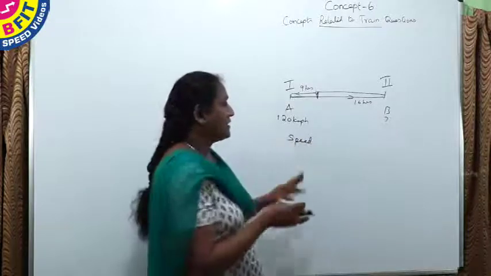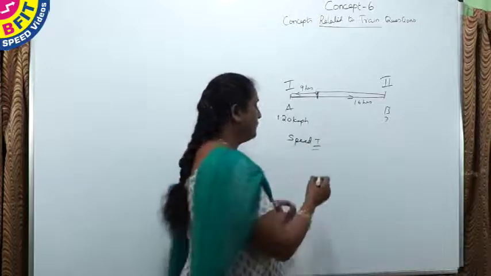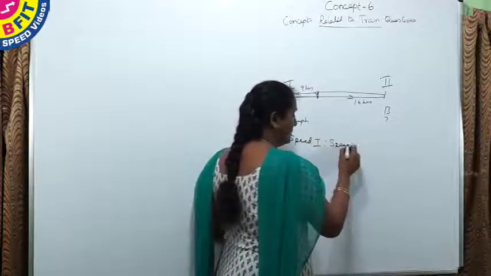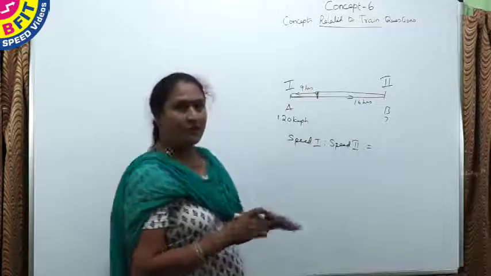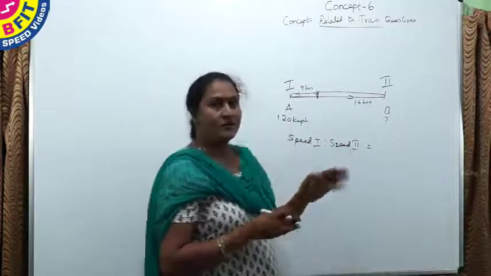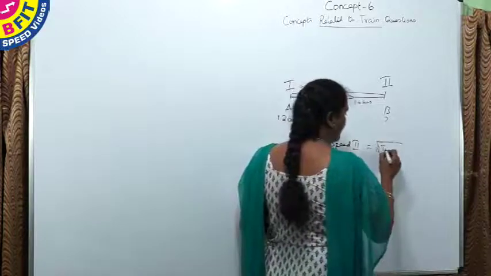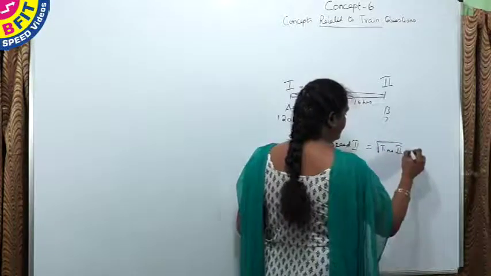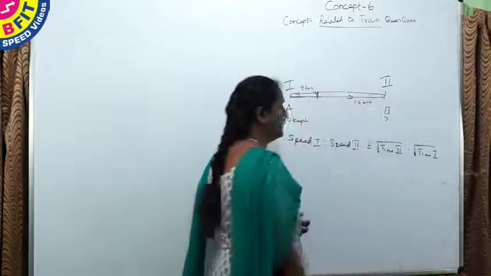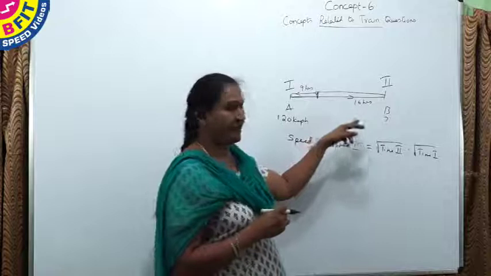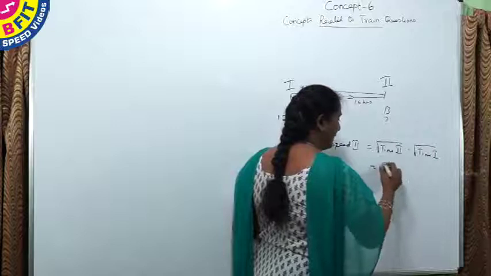So when, after crossing each other, time is given, the ratio of the speeds of the first train and the second train will be equal to root of the time taken by the second train to root of the time taken by the first train. So what is the time taken by the second train to reach A? It is 9 hours. So root of 9.